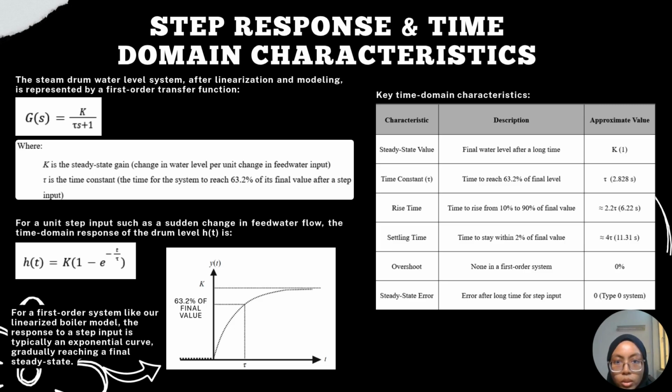The approximate value is tau, which is equivalent to 2.828 seconds. And for the rise time, which refers to the time to rise from 10% to 90% of the final value, the approximate value is 2.2 tau. This value is equivalent to 8.48 seconds. And for the settling time, which refers to the time to stay within 2% of the final value, the approximate value is 4 tau. The value is equivalent to 11.31 seconds.